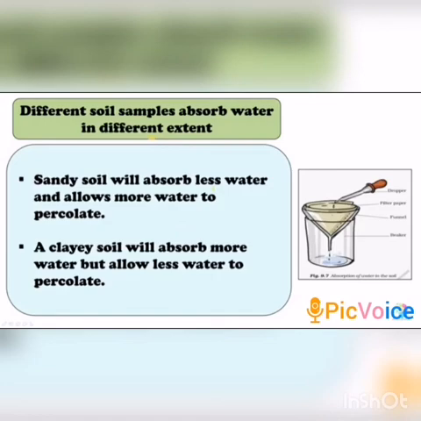Okay children, and also look at the picture, children. This picture shows the absorption of water in the soil. Here is a beaker, a funnel, a dropper and a filter paper. Here the dropper is used to pour the water drop by drop. Okay children, in the filter paper we have to pour the soil. Do you understand the experiment which shows the absorption of water in the soil?